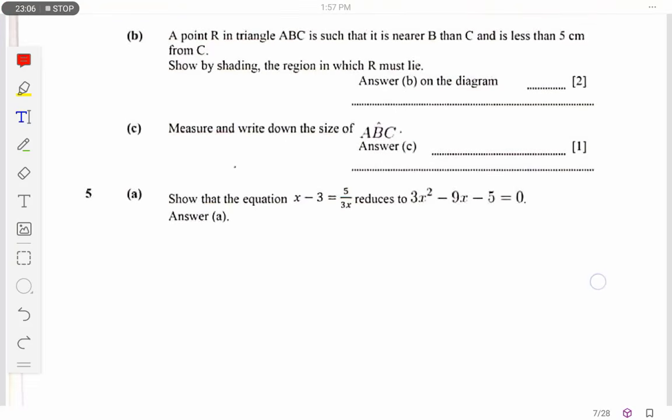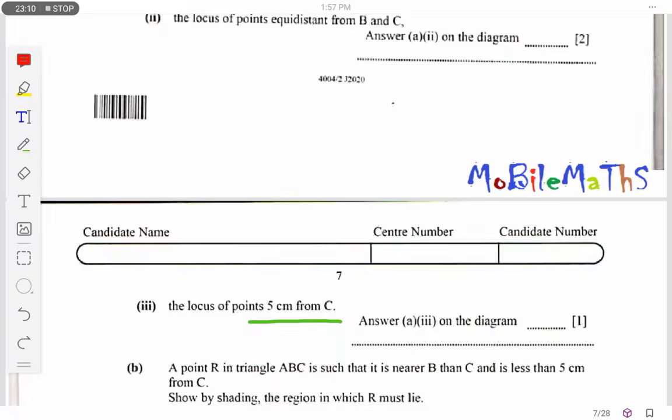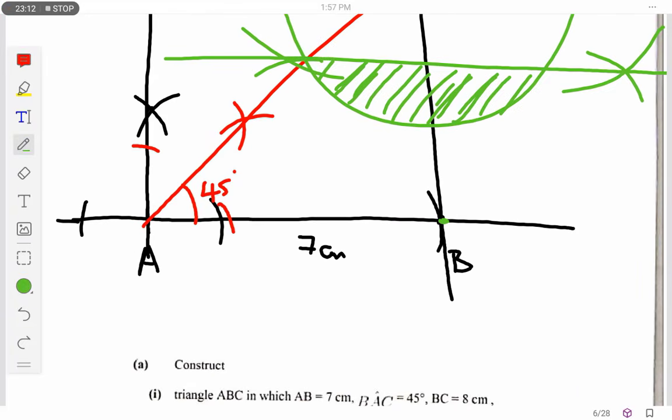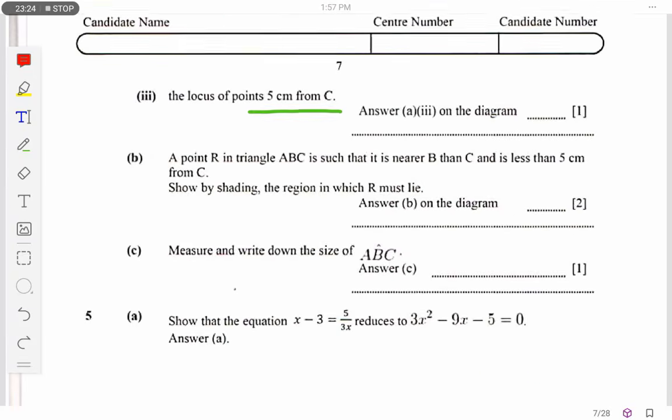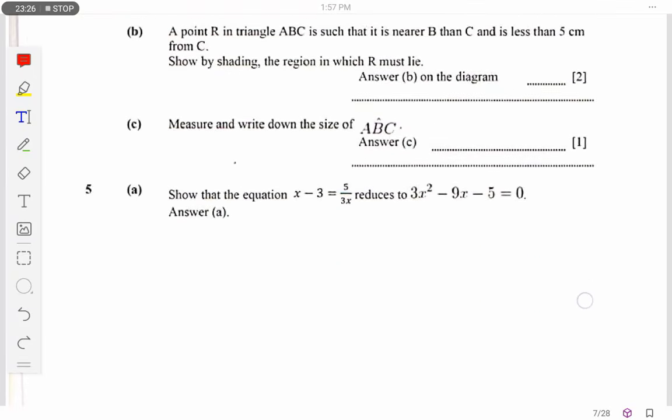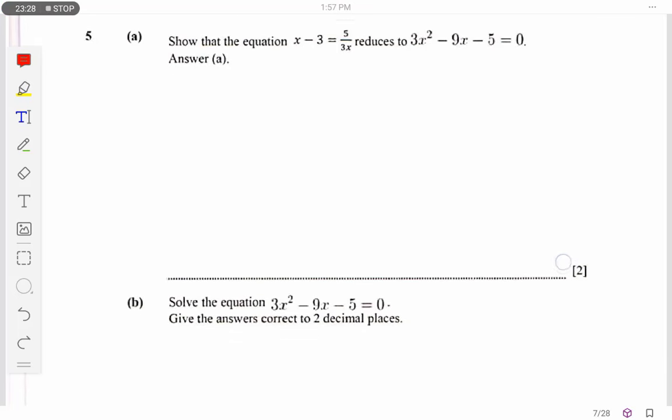Measure and write down the size of angle ABC. So we want to measure this angle here, ABC. If you measure it correctly, you should get 96 degrees there. Okay, 95, 96, 97, somewhere there. Then the last one. Oh, that was the last one. Okay, fine. So let's move on to the next question.